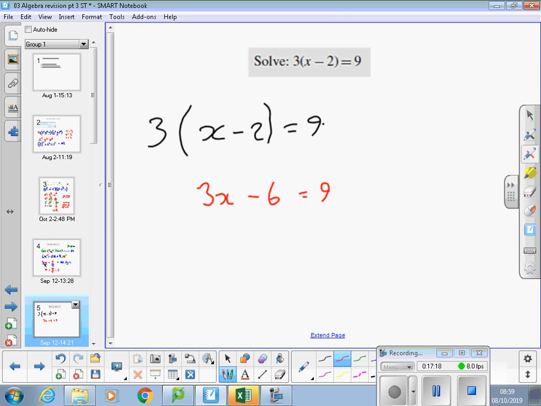So what do we do now? Add 6 to both sides. So we get 3x is equal to 15. Divide through by 3. So that leaves us x is equal to 5.